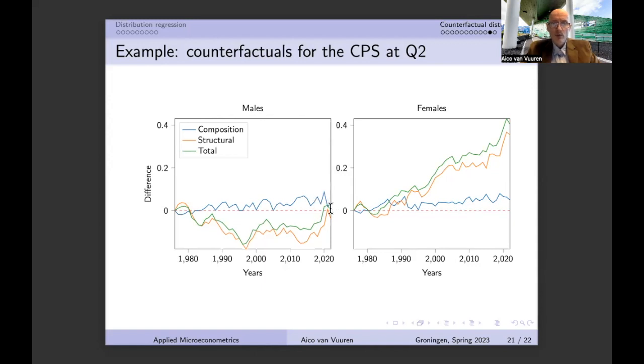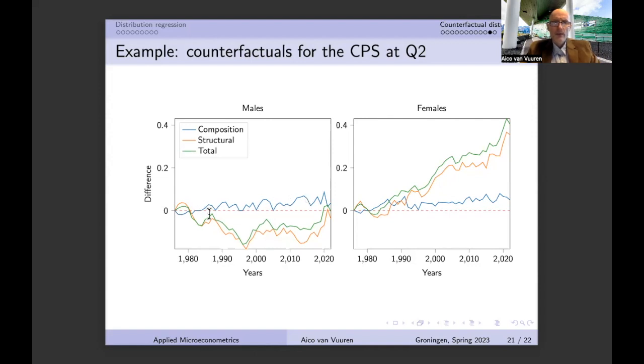In 2021, it was exactly the same as in 1975. So therefore, you can say that at least they haven't decreased their real wages, but they haven't seen any increase either. Again, we see that there is a positive composition effect. So again, this is related to the increase in education levels of these men. More men now have a college degree, and that explains this positive composition effect.